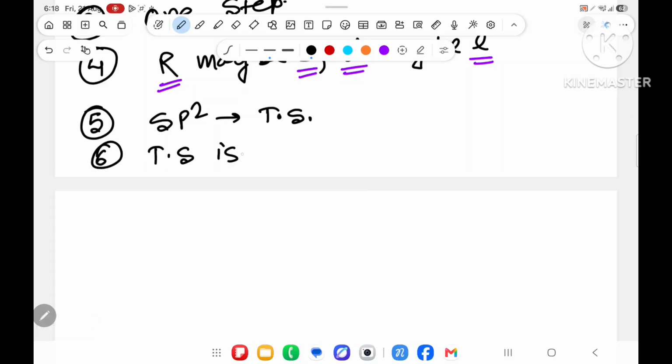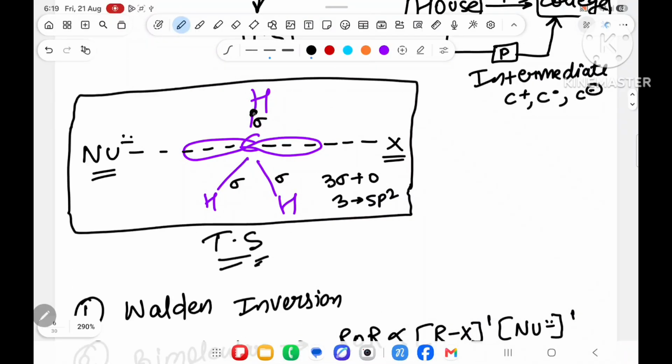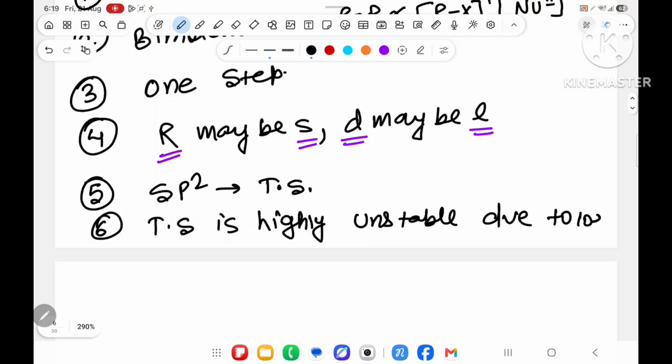Transition state is highly unstable due to how many electrons it has? 1, 2, 3, 4, 5, 6, 7, 8, 9, 10 electrons. It has a total of 10 electrons.